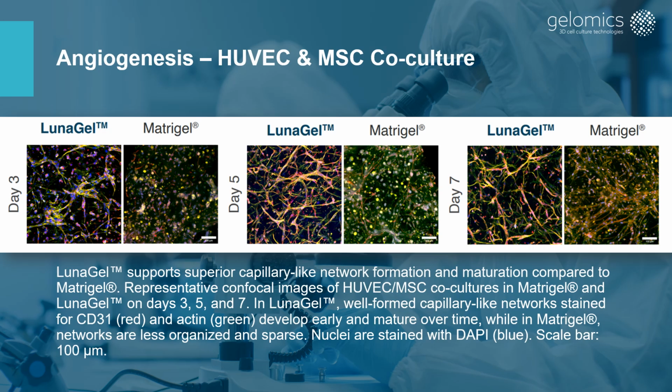By day 7, we can clearly see that LunaGel supported well-branched, stable vascular networks, while Matrigel resulted in sparse, disorganized capillaries with inconsistent branching, indicating suboptimal endothelial support. By enabling the formation of consistent, physiologically relevant vascular networks, LunaGel provides a robust platform for studying angiogenesis, enhancing the predictive accuracy of drug response studies and advancing translational biomedical research.